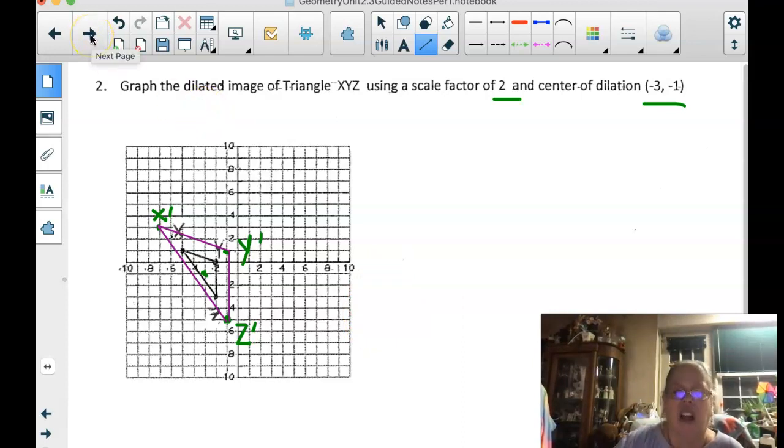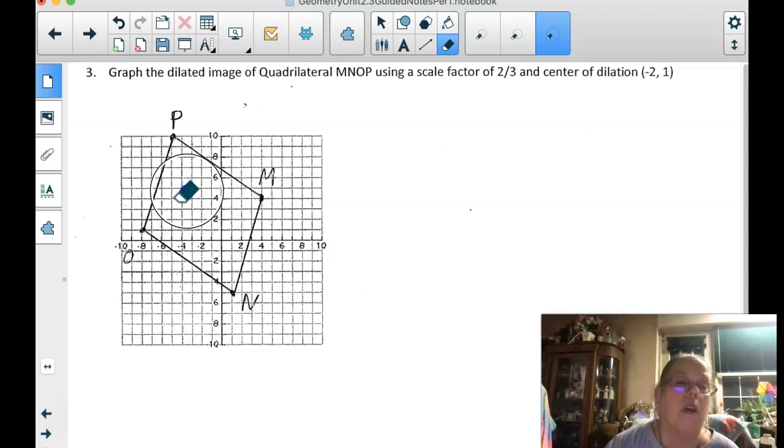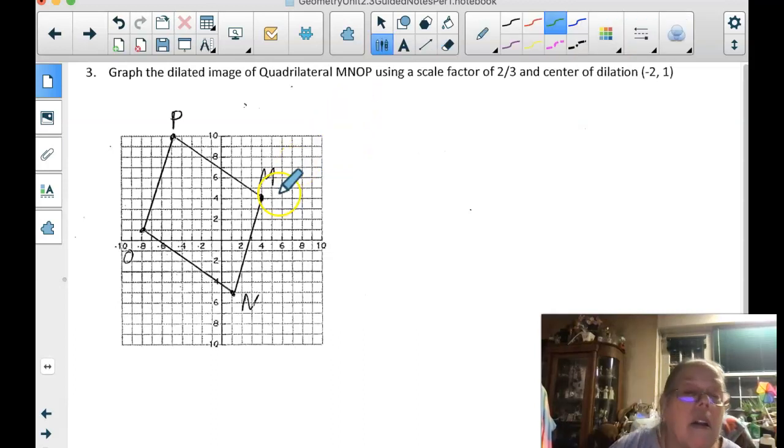Now let's look at the next one, a little harder, and do not let this stress you. Oh, look, I marked my center of dilation already. Where's my center of dilation? My center of dilation is -2 and +1. Ooh, I just erased it, so I'm going to put it back now. -2, 1. Yeah, beach ball of death. -2, 1. That's my center of dilation.